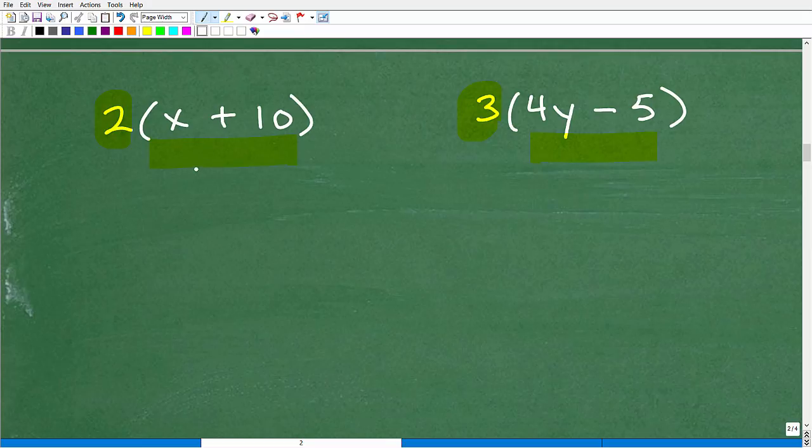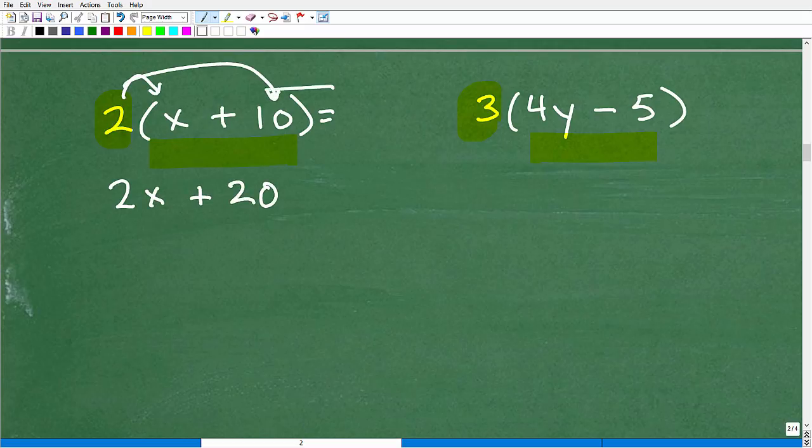So now, how do we do this? Well, it's the same way. Okay, we have a sum, right? Now, x plus 10, x represents some number, but we don't know what that number is. We don't really care what that number is. All I know is that I can write this multiplication situation, this product, in the following way. This would be 2 times x plus 2 times 10, which of course is 20.